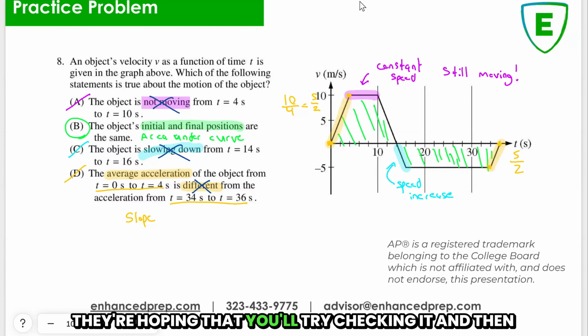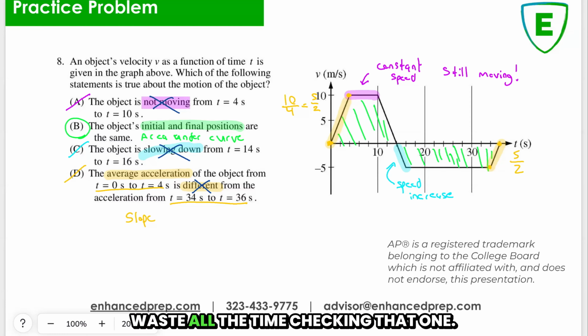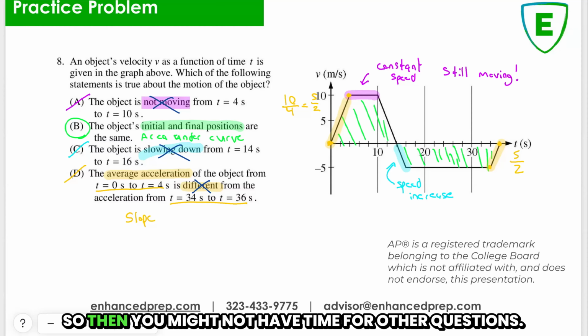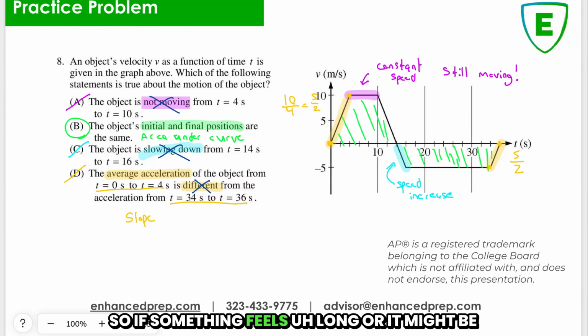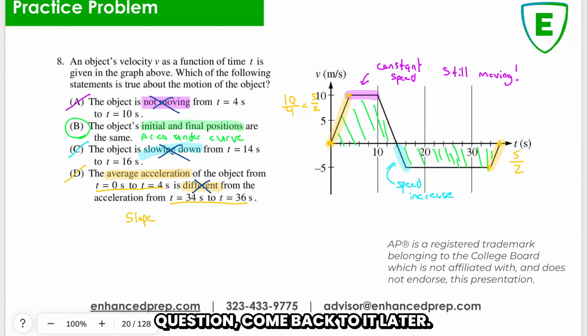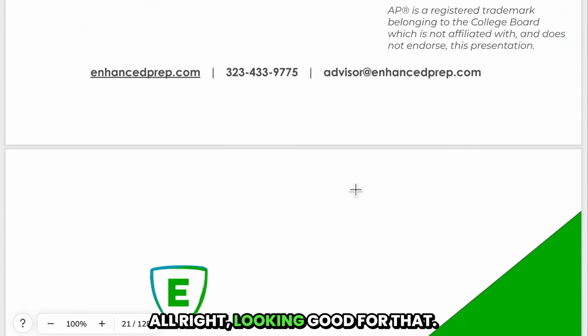They're hoping that you'll try checking it and then waste all the time checking that one. So then you might not have time for other questions. Okay. So if something feels long or it might be difficult, skip over it, even if it's a whole question. Come back to it later. All right. Looking good for that.